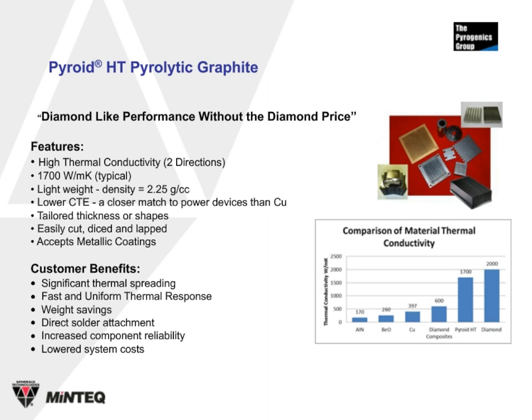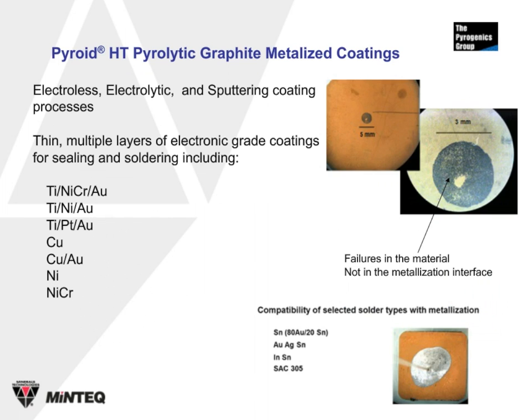One of the key technical advances that enabled this technology and this material was our development of metallized coatings that can be attached directly to the pyrolytic graphite. We can do this in a variety of methods, electrolysis, electrolytic, or sputtering coating processes. And we can do this in very thin and, if necessary, multiple layers of electronic-grade coatings.